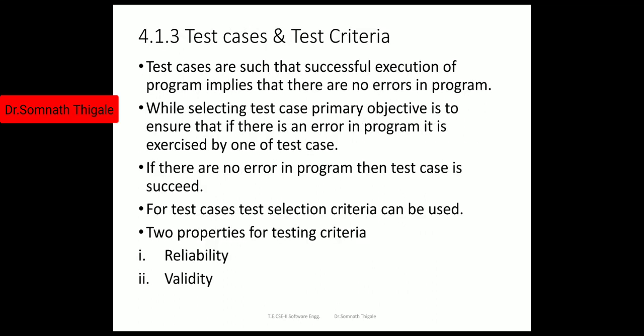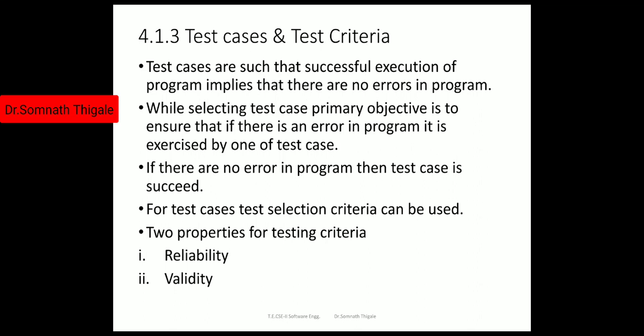Test cases and test criteria. Now what are test cases? Test cases are such that successful execution of the program implies there are no errors in the program, where program means the software under testing. While selecting test cases, the primary objective is to ensure that if there is an error in the program, it is exercised by one of the test cases. If there is no error in the program, then the test case succeeds. Succeed means successful: the expected result and actual result are the same.